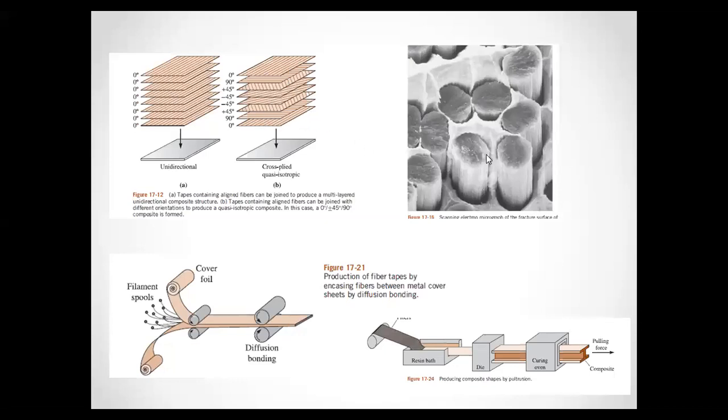Here I have given another example. This is your matrix, and these are your fibers, mostly carbon fibers, arranged in between a glass matrix. This is how fibrous glasses are produced. And these are metals. You put two metal layers over each other, and if you put fibers in between and then roll, you will get a composite.